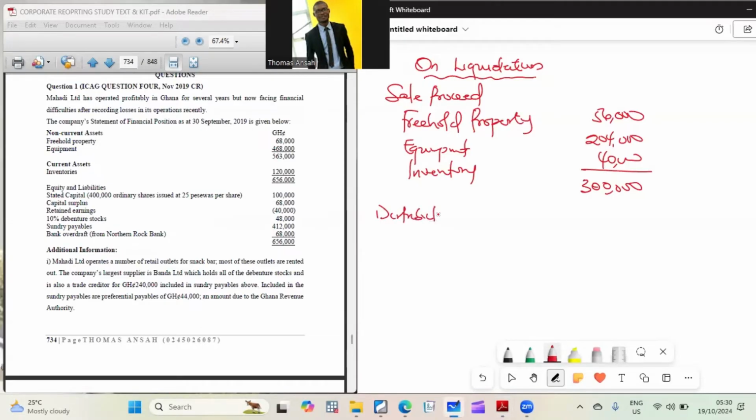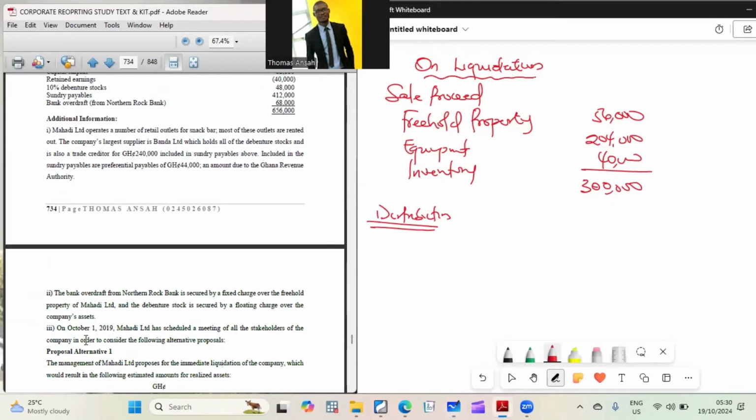So let's distribute it. The secured people first. So who were the secured people? He said that the bank overdraft was secured. So we start with Northern Rock.